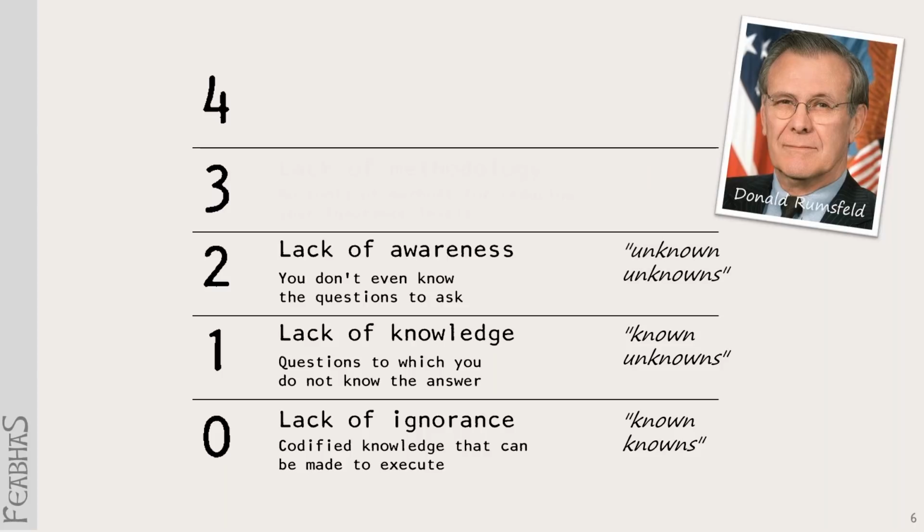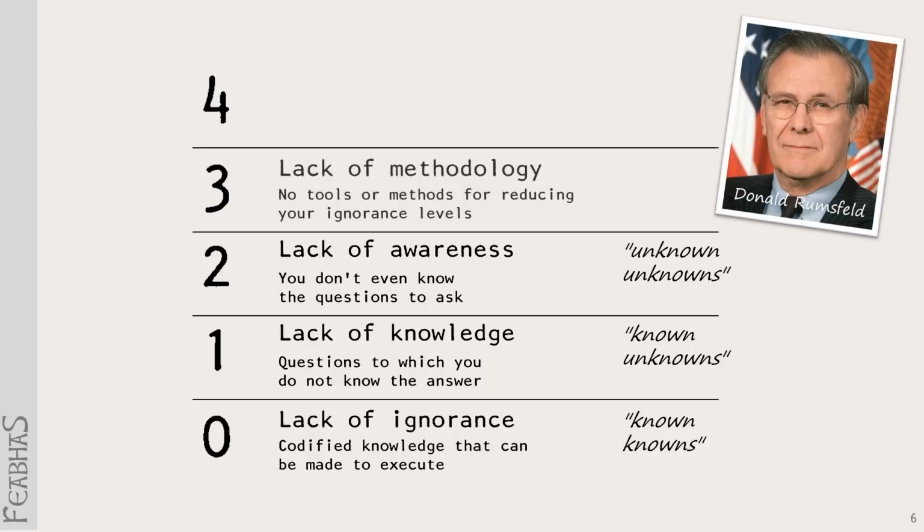The problem here is, of course, that's an unbounded set, and by definition, we can't possibly know what our unknown unknowns are. We might think of that as risk from a project perspective. We'll explore that again in just a second. Let's fill in levels 3 and 4. Level 3 is a lack of methodology. You don't have the tools or the methods for actually reducing your ignorance levels. That is, you have no mechanisms available to you to go from the things you don't know, to the things you don't know you don't know, and then capturing those as knowledge.